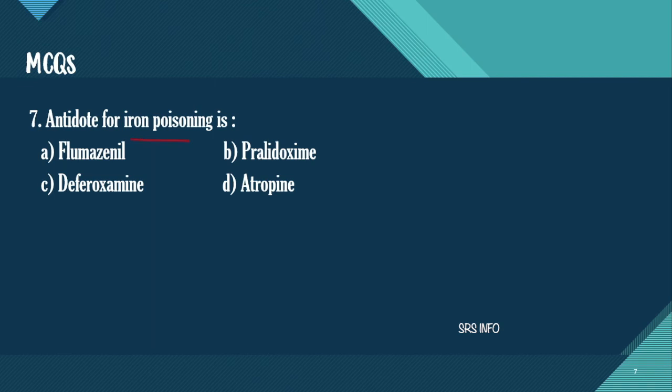The antidote for iron poisoning is deferoxamine. What does deferoxamine do? It binds iron and aluminium. It has the unique quality of binding iron and aluminium from our body. Due to this quality, deferoxamine is used as an antidote for iron poisoning. Basically, deferoxamine is taken from the bacterium Streptomyces pilosus. Deferoxamine is a form of siderophore.